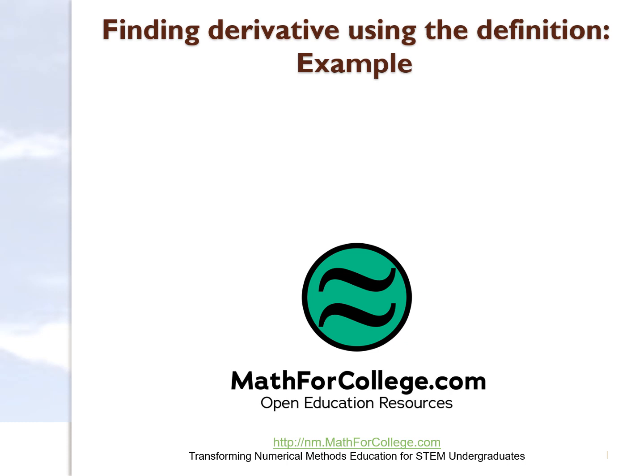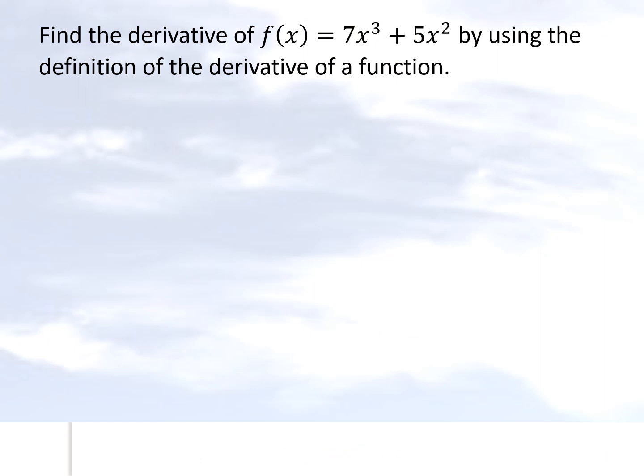In this segment, we'll find the derivative of a function by an example, using the definition of the derivative of a function. The example we're taking is this particular function right here, which is 7x cubed plus 5x squared. And what we want to do is find the derivative of this function.